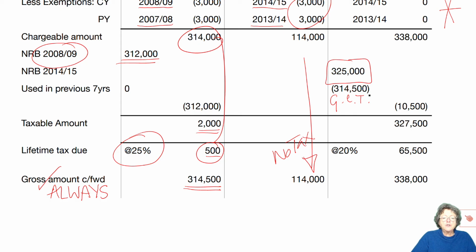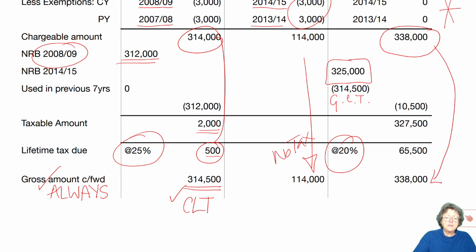So the 325,000 is reduced by the 314,500 of this CLT, which occurred within that 7-year period of time, leaving only a nil rate band of £10,500. So 327,500 is now taxable at 20% because the trustees are paying the tax. And therefore there is no addition to the tax that needs to be brought forward there. So let's go back to the notes.